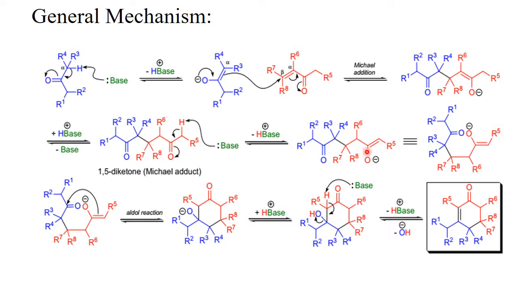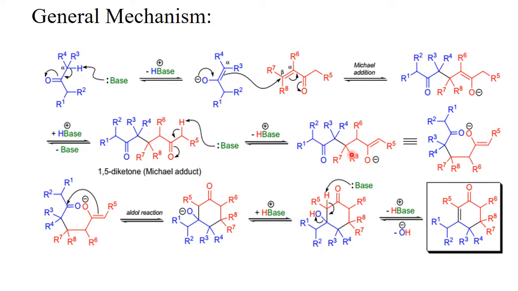As a result, a new enolate is obtained. This enolate picks up a proton from a base, releasing a base which will be available to catalyze another reaction, and gives the product 1,5-diketone. We can say this is a Michael adduct. The product of Michael addition is a Michael adduct.